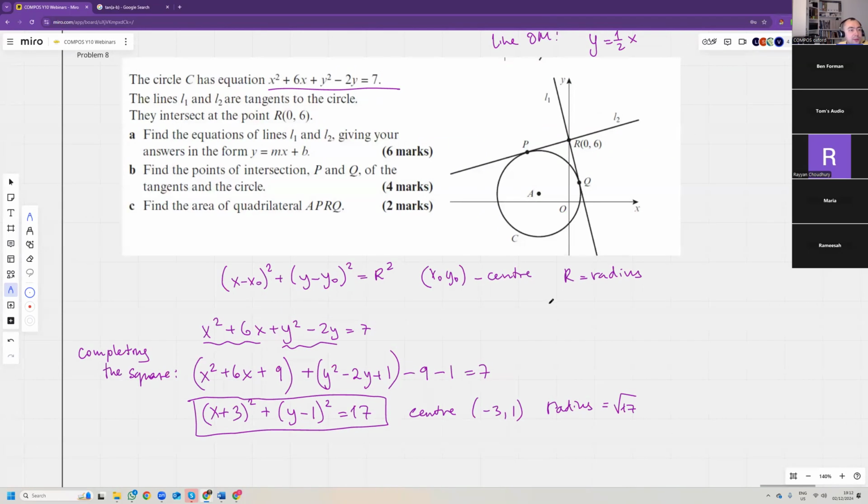Find the equations of the lines L1 and L2.